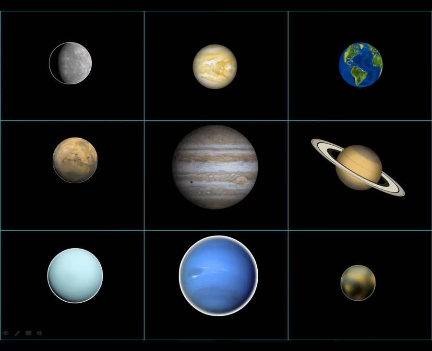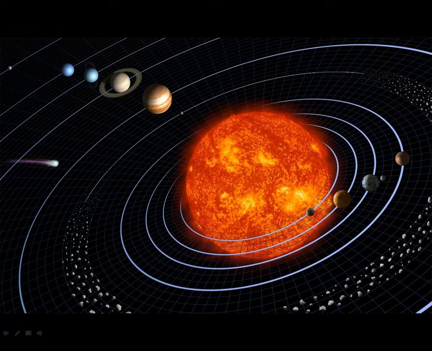How did you get on with those? Did you remember the right order? Fantastic. Now remember this image here of the solar system? So we have the sun in the middle and the circles show the different planets' orbits.